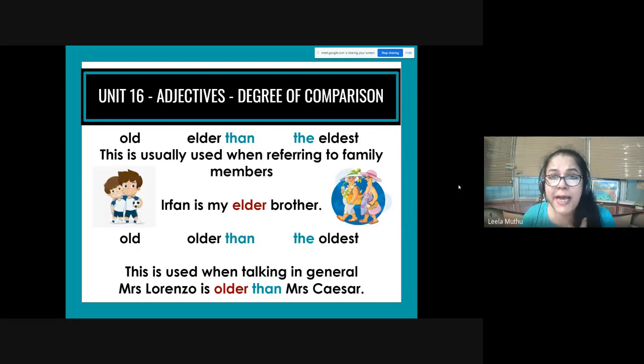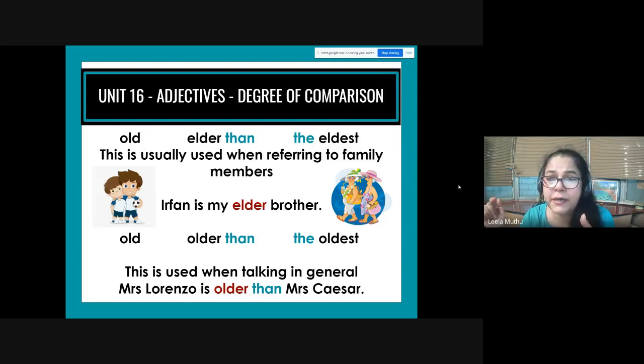So old, elder than, the eldest, or old, older than, and the oldest. Now here there is something which is very easy to remember when you use elder and when you use eldest. If you're talking about members of your own family who are really close to you, we usually use the word elder. Or people who are very famous and you know about them, you can use the word elder, but usually it's used for your family members. For example, my brother is elder than me, or my sister is elder than my other brother.